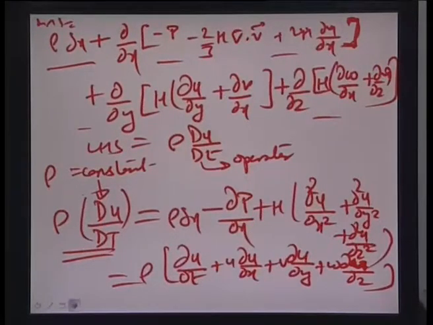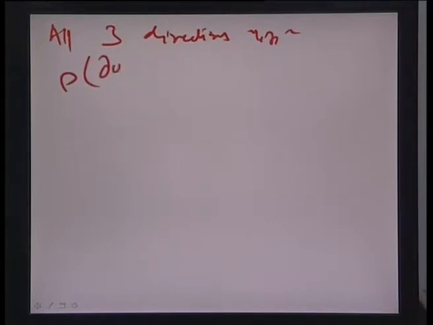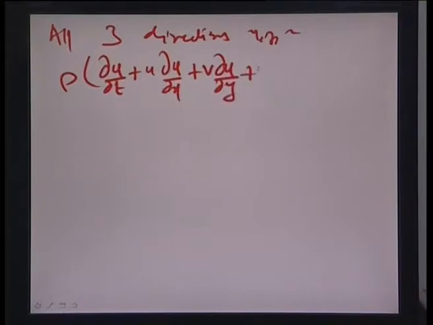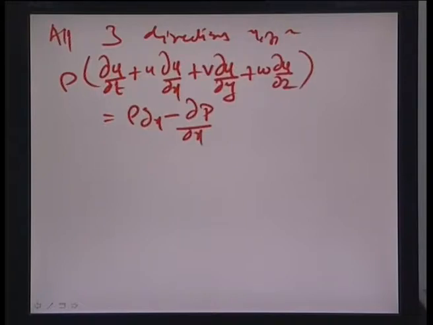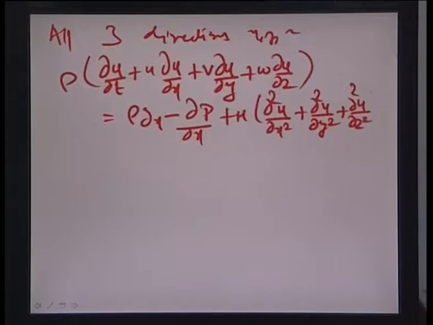So, in a nutshell, the Navier-Stokes equations in all three dimensions, all three directions x, y, z, can be written as rho times of del u by del t plus u del u by del x plus v del u by del y plus w del u by del z equals rho gx minus del p by del x plus mu times of del 2 u by del x square plus del 2 u by del y square plus del 2 u by del z square. That is, let us say, equation A in the x direction.